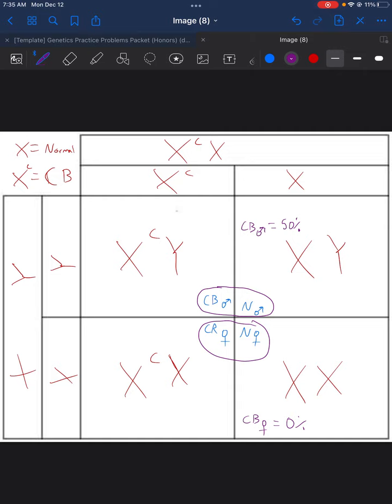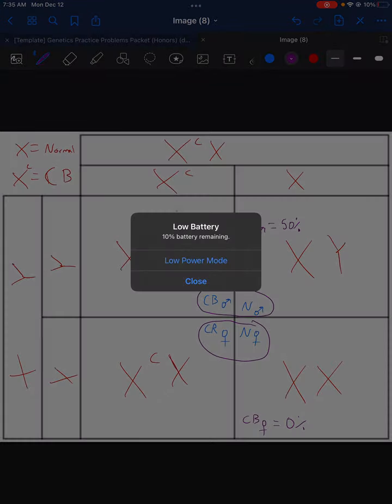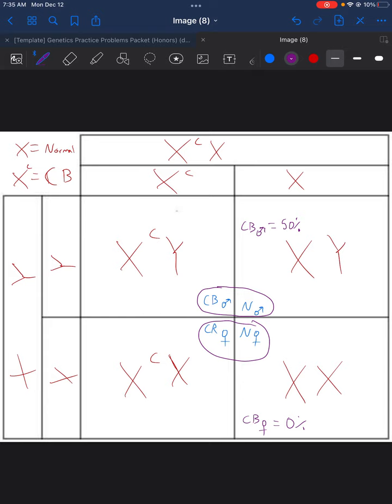And that is why sex-linked traits are different than the other traits. It depends on whether you are a male or a female. It affects your probability of getting the disease. It is much, much, much more common to find sex-linked traits on males than it is on females.